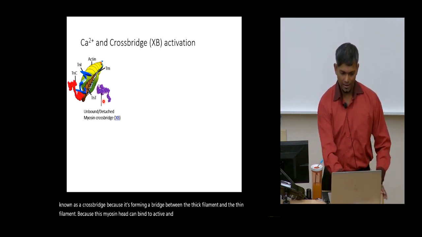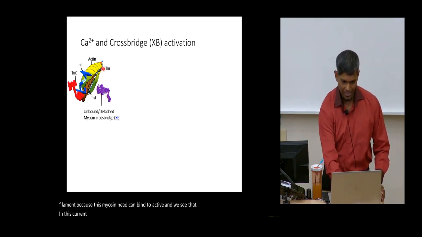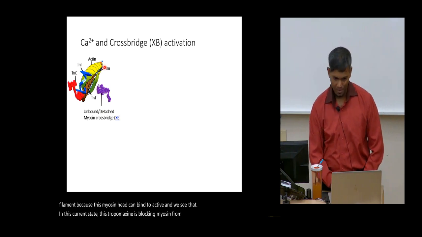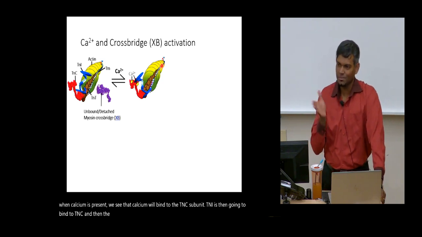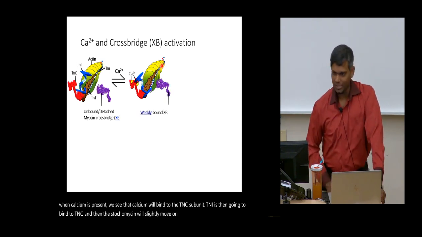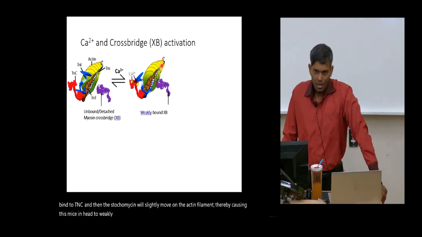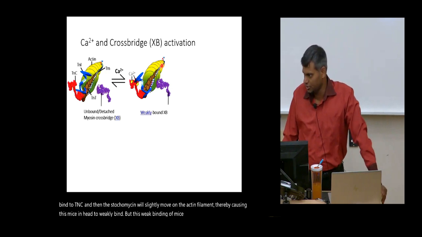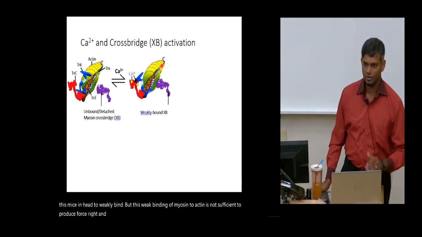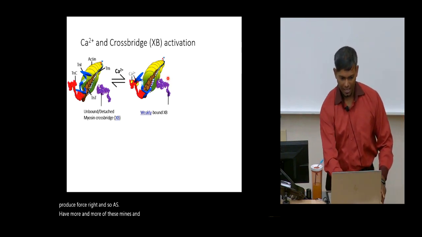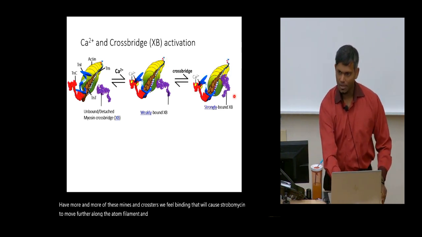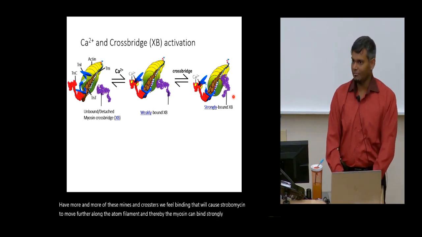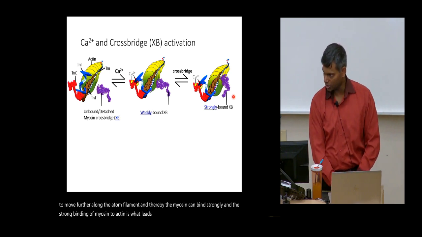And we see that in this current state, this tropomyosin is blocking myosin from interacting with actin. But then when calcium is present, calcium will bind to the TNC subunit. TNI is then going to bind to TNC, and then this tropomyosin will slightly move on the actin filament, thereby causing this myosin head to weakly bind. But this weak binding of myosin to actin is not sufficient to produce force, right? And as we have more and more of these myosin cross bridges weakly binding, that will cause this tropomyosin to move further along the actin filament, and thereby the myosin can bind strongly, and the strong binding of myosin to actin is what leads to force production.